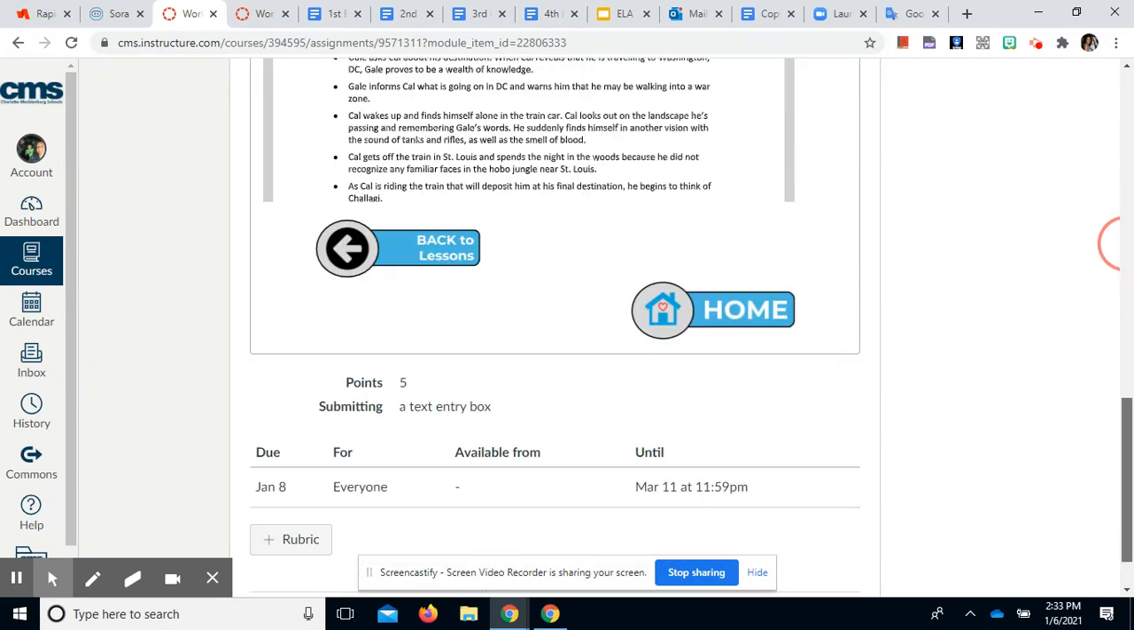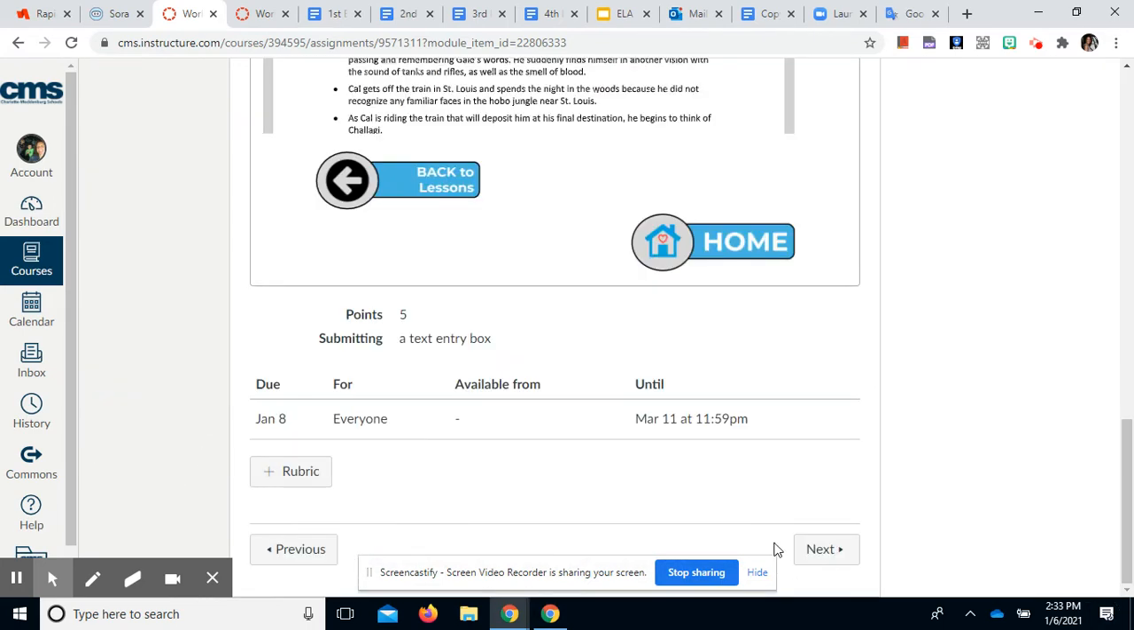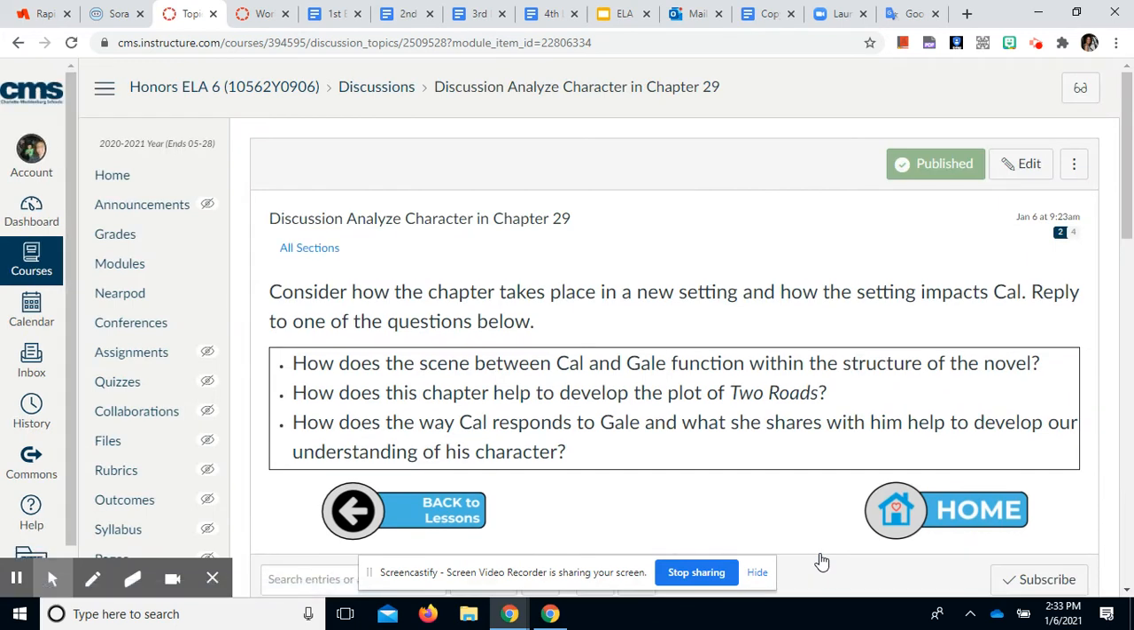After reading Chapter 29, we moved into this discussion and looked at the setting in Chapter 29, which is Cal alone on a train. And then we also discussed how that impacts Cal and also his interaction with Gale. So make sure you read Chapter 29. It will definitely help in understanding where Cal is headed in this story.